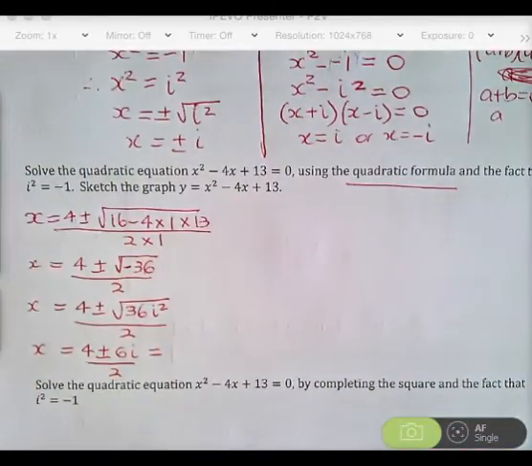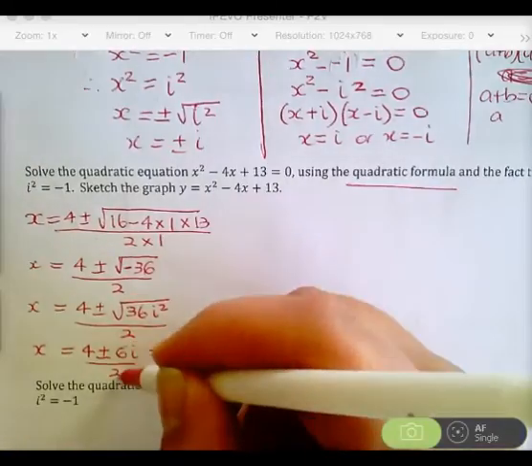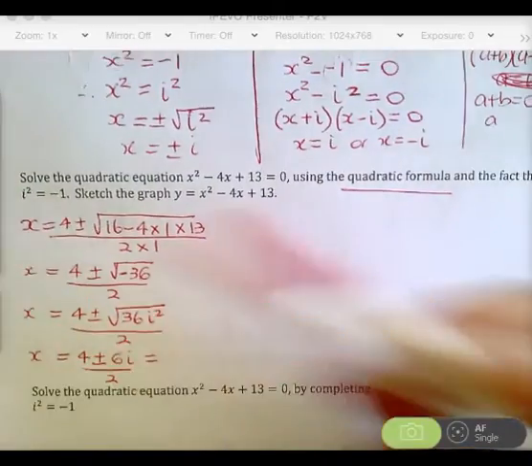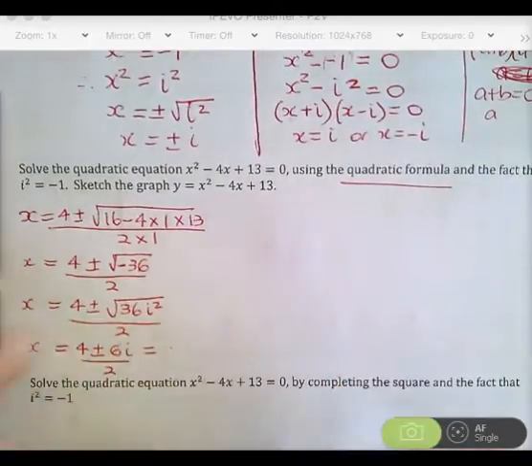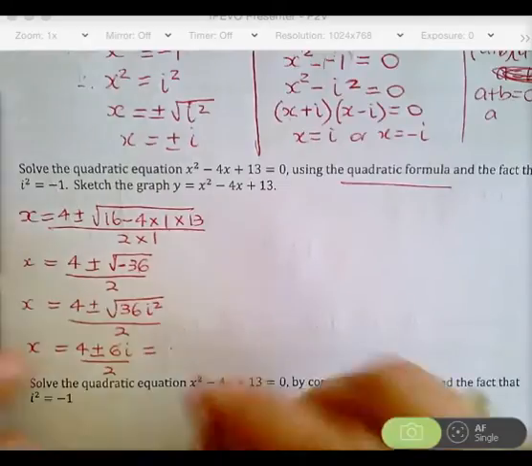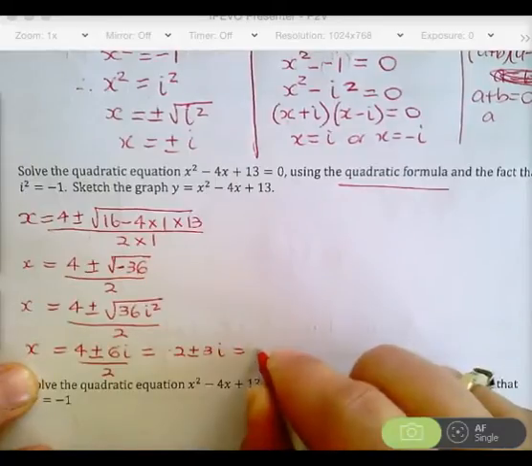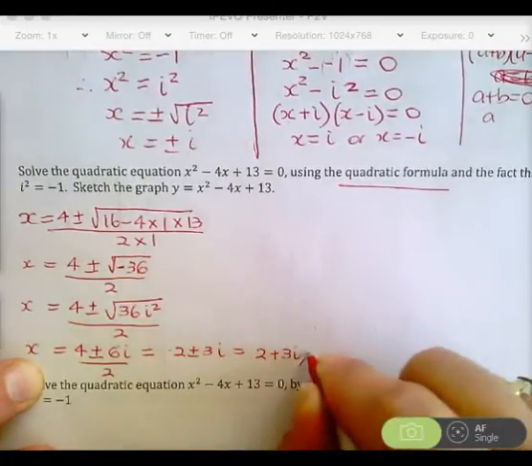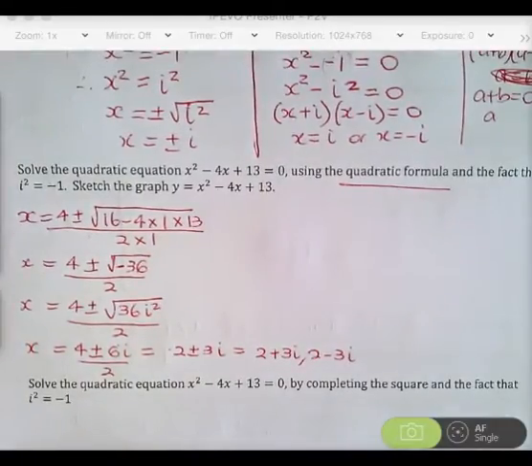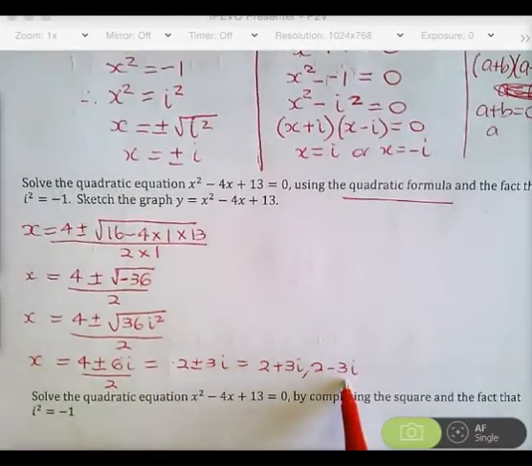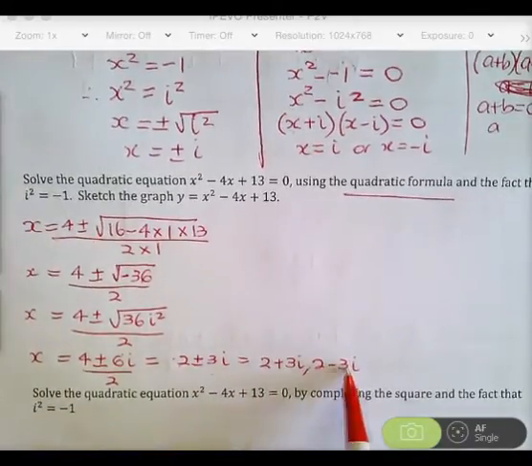Actually, what can we do with all of this? Girls, notice the 4 is even, the 6 is even, and 2 is even. 2 plus or minus 3i. That's right. You divide by 2, divide by 2, divide by 2. You're basically dividing the numerator and the denominator by 2, and you get 2 plus or minus 3i. In other words, we've got two solutions, 2 plus 3i and 2 minus 3i. You can write them side by side, or you can write it as 2 plus or minus 3i. That's the same thing as saying that.